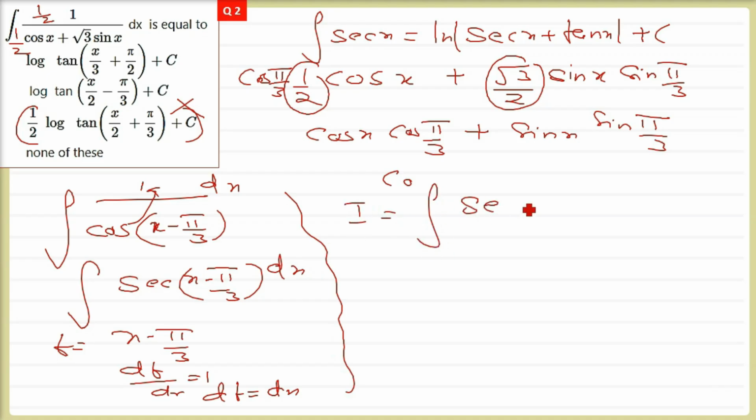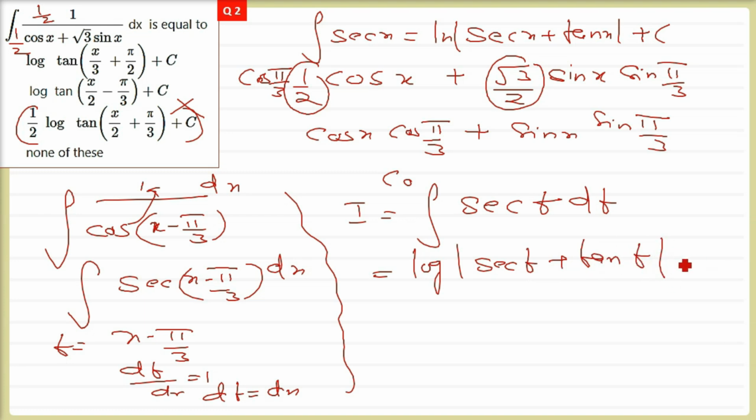So this integration will be like this. Sec x minus pi by 3 is t, sec t. And dx dt are equal, so dt. So we have to integrate sec x or sec t, which I already told you. Just write the answer log modulus of sec t plus tan t. Please remember half is already there, alright, plus constant of integration.